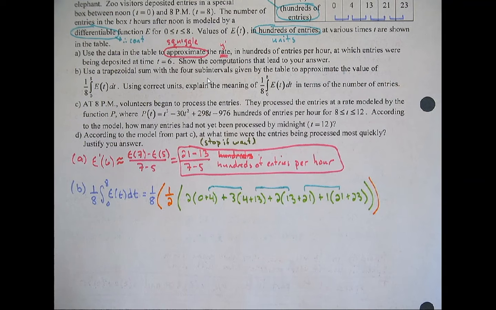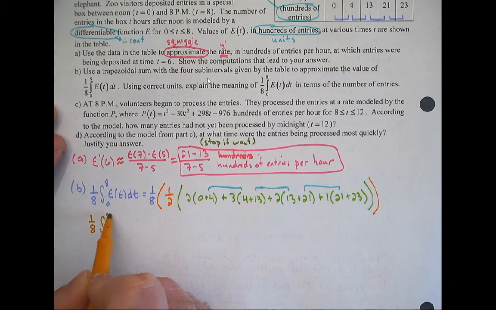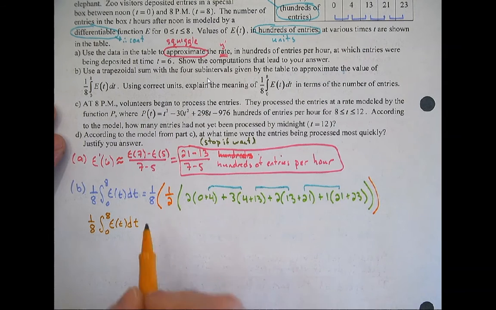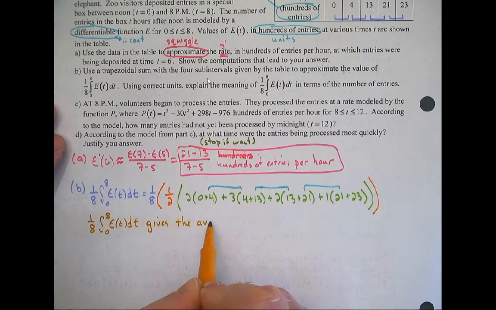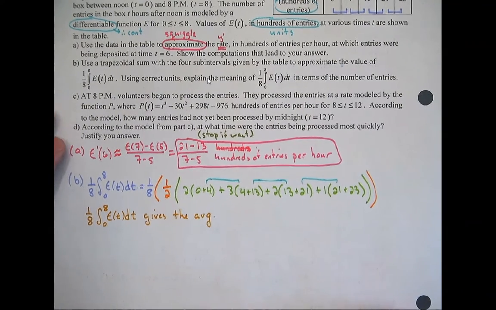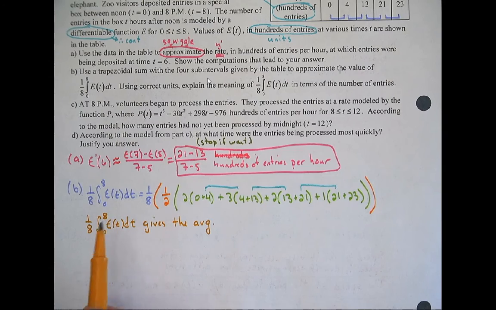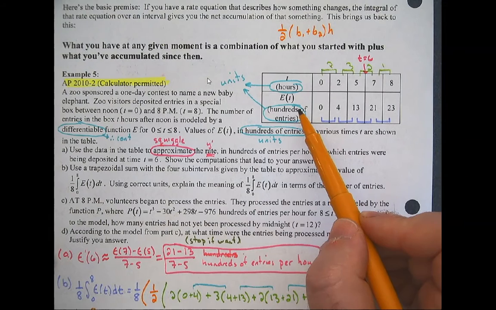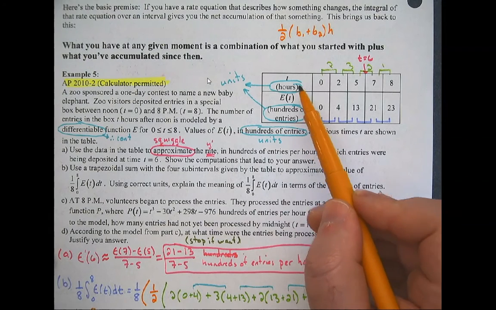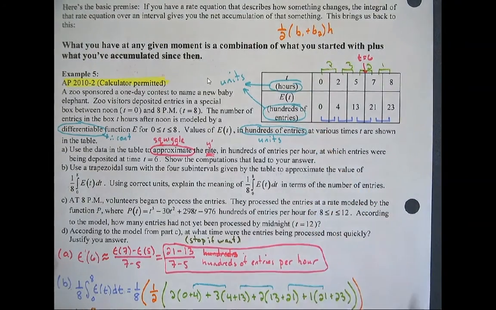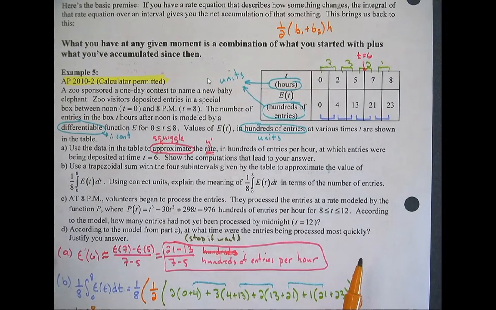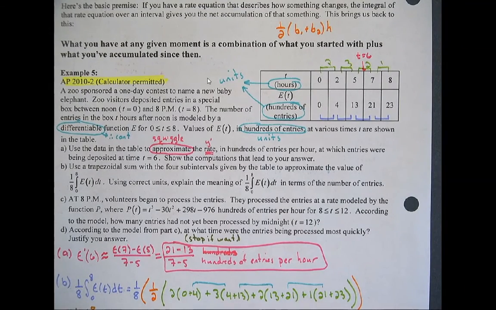So 1 over 8 times the integral from 0 to 8 of E of t dt gives the average. Okay, now let's take out the average value and actually talk about when you integrate, what does that actually tell us? So if I integrate how many hundreds of entries there were per hour, that's going to give me the average number of entries in the box at any moment in time, right?